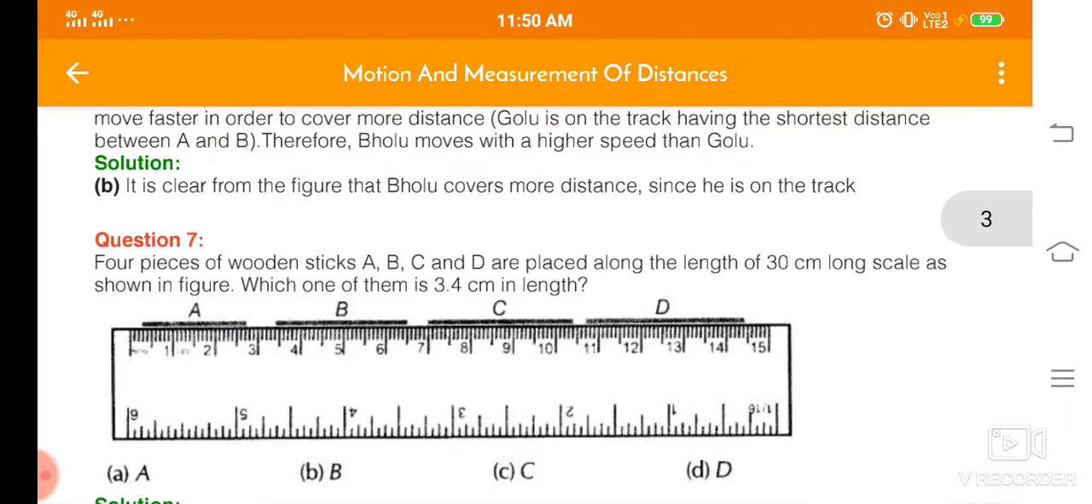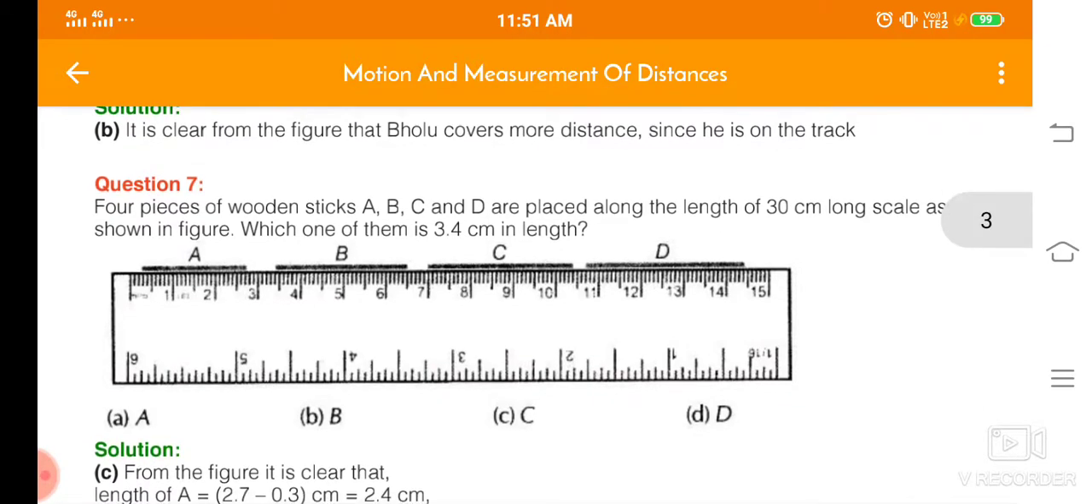Next question is 7. 4 pieces of wooden sticks A, B, C, D are placed along the length of 30 centimeter long scale as so in figure. Which one of them is 3.4 centimeter in the length? Option A. Option B. Option C. Option D. Answer option C.